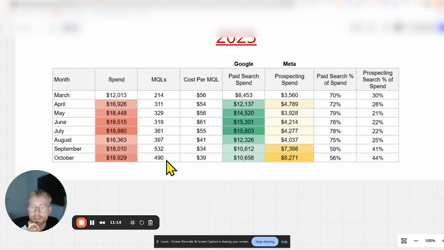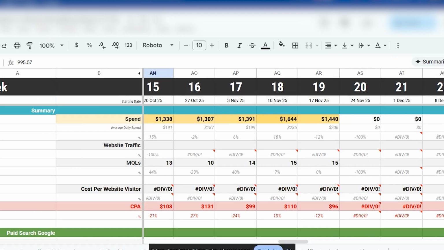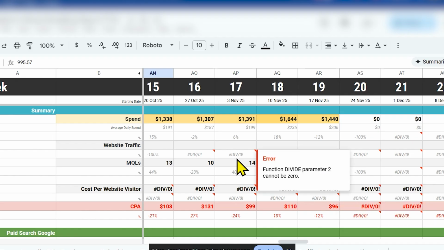Now, just to show you what this looks like at a more granular level, because I think that puts the video together, let me show you what the weekly metrics look like. Now, I don't know why you can't see. I mean, this always happens with Loom. But let's look at this sheet, right?